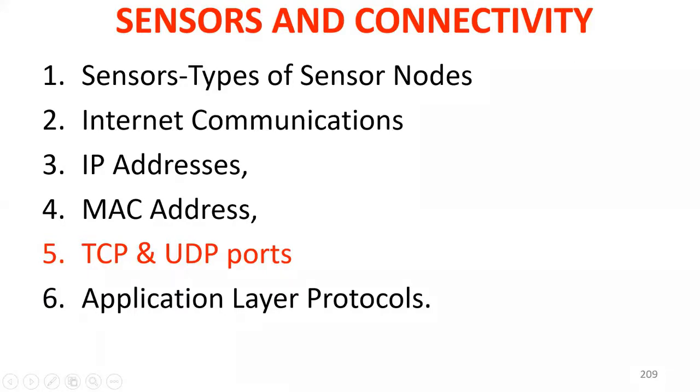In the previous session, you completed the sensors, different types of sensors, and then sensor node, the categories of sensor, and then internet communication, after IP address and MAC address. You completed all these tasks. Now you are going to know about the TCP and UDP ports of an IoT system.